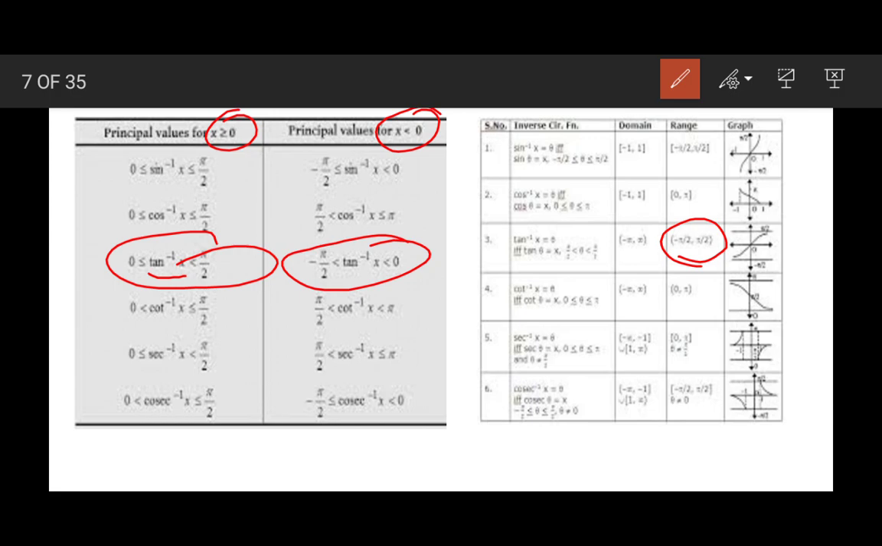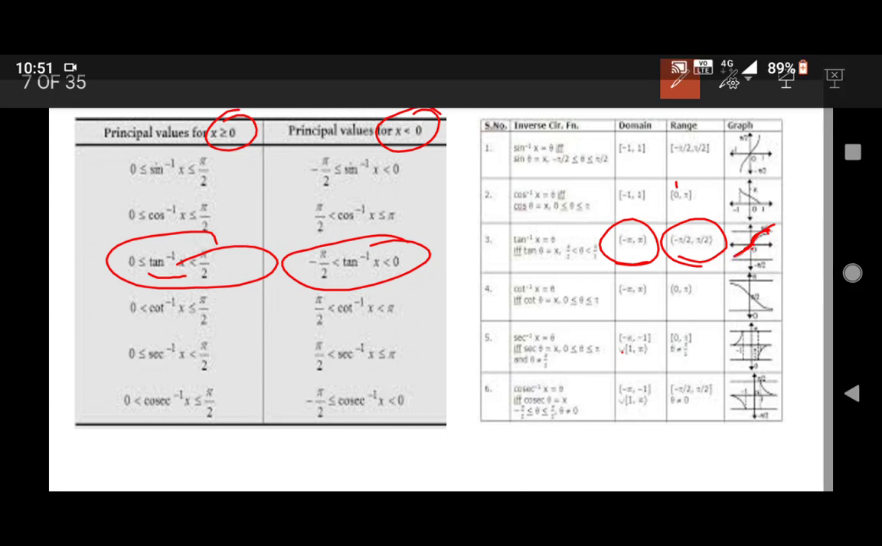Then the domain will be minus pi to pi. So when it is 0, then it will be 0. When it is pi by 2, then tan inverse of pi by 2 is not defined. So it will be like this graph. So the graph for tan inverse x is like this.